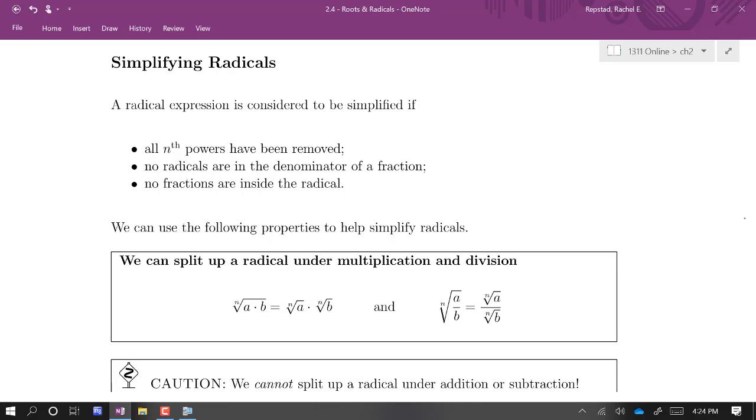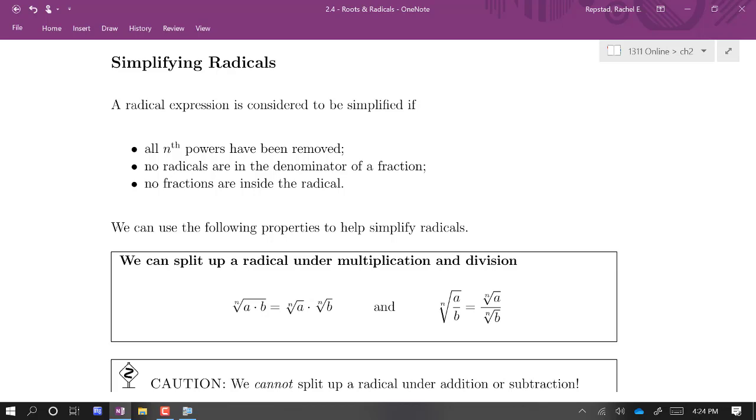So a radical expression is simplified if all nth powers have been removed, so there's no square factors in a square root, there's no cube factors in a cube root, and so on. We don't want any radicals in the denominator of a fraction, and we don't want fractions inside the radical. So we really want to be able to express it as just some number times a simple radical with no perfect nth powers.